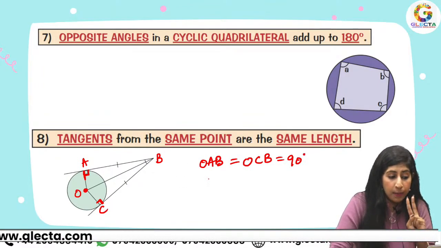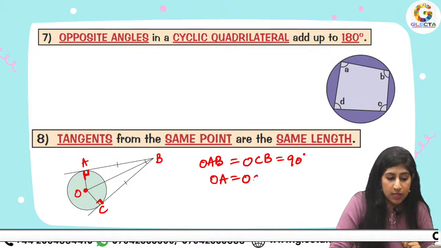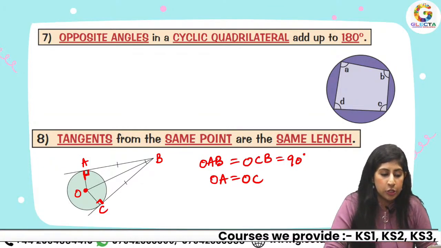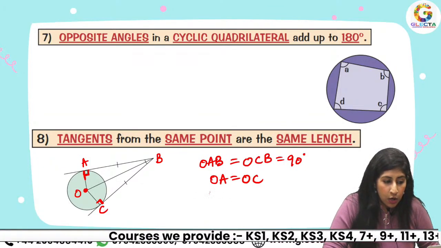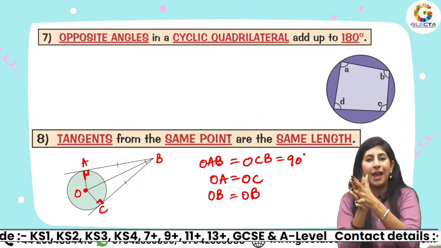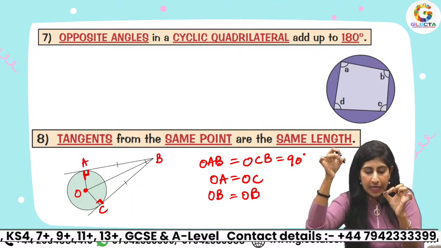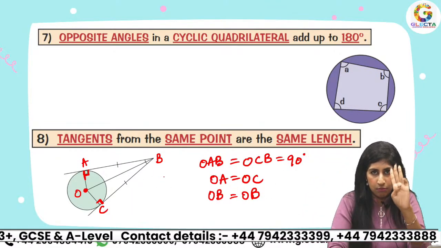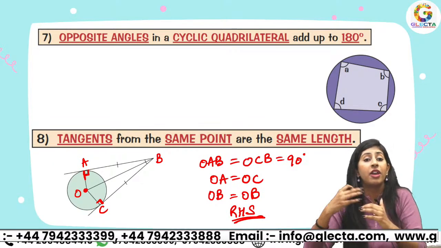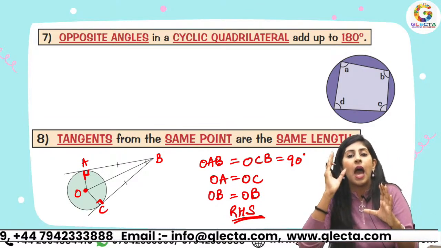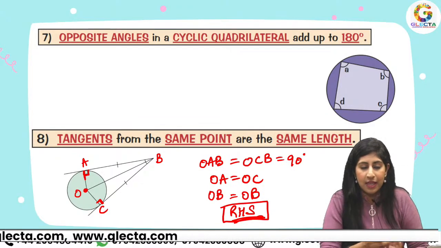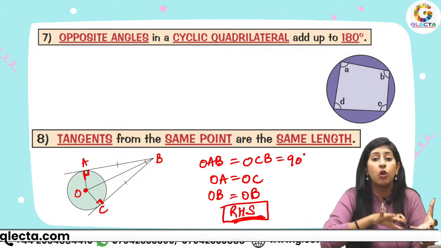That's one. Number 2, OA and OC, both of them are the radii, right? So both of them will be equal to each other. Then number 3, OB is a common side in both the triangles. So if you want to overlap them, of course OB would overlap with itself. So by these three statements, we can use the RHS criteria. RHS means right angle, hypotenuse and a side. That's what I'm going to use and say that the triangles come out to be congruent, right?